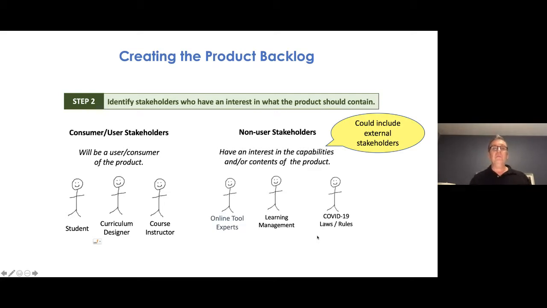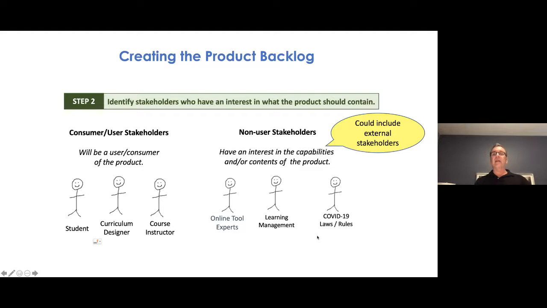So step 2 is, once we have our vision, once we have a clear picture about our product roadmap and a rough sketch of the releases, then for the release that we're working on, determine who are the stakeholders. In other words, who cares about this thing that we're building? So some are going to have a direct interest in what the product contains because they're going to be using it. In this example here, maybe a student, maybe a curriculum designer because they have to build the course, maybe a course instructor because they have to teach the course.